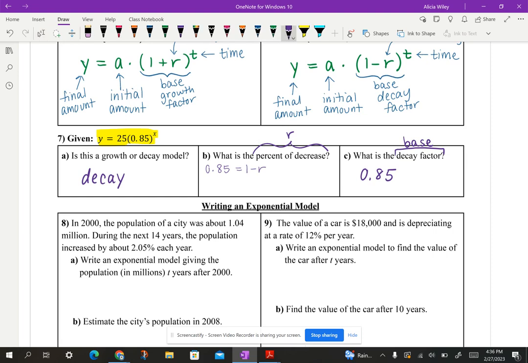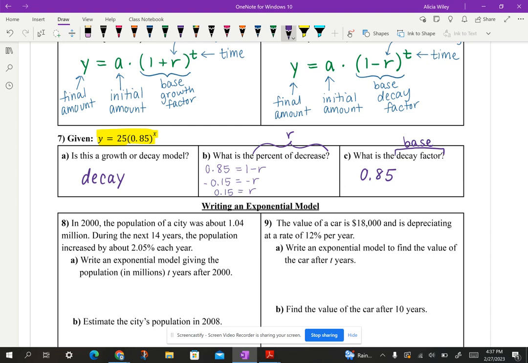Well, couldn't we just solve that for r? And here's where your calculators will come in handy. Go ahead and minus the 1 on each side. So do 0.85 minus 1 in your calculator. You should get negative 0.15. And we still have a negative r. So what should we do? Well, we should divide by negative 1. Dividing by negative 1 just changes the sign, so you get 0.15.